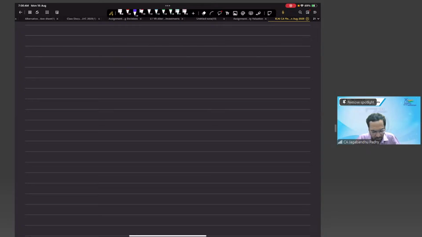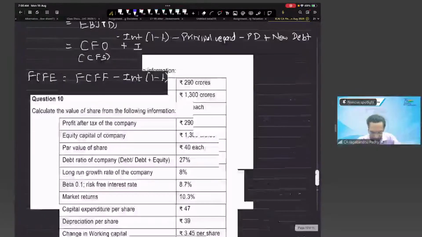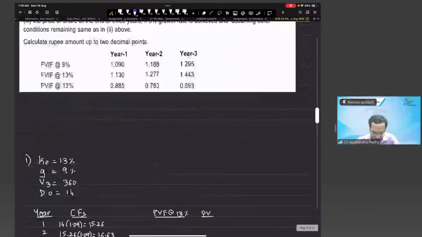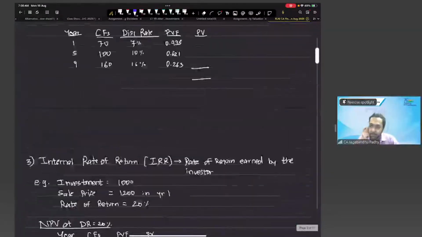So, we have started with the security valuation, and if I'm not wrong, we have covered quite a good part for equity valuation, right? So, let me just quickly run through what we have discussed till now, and then we will just take it forward.